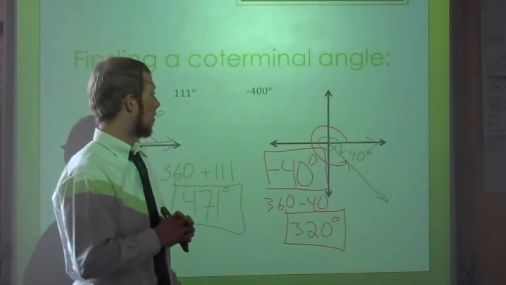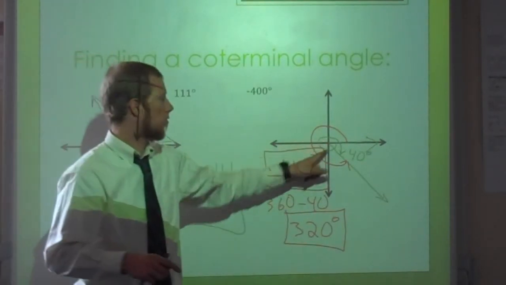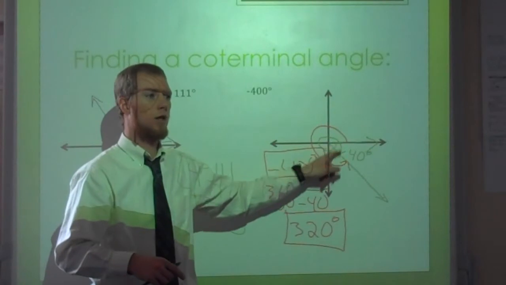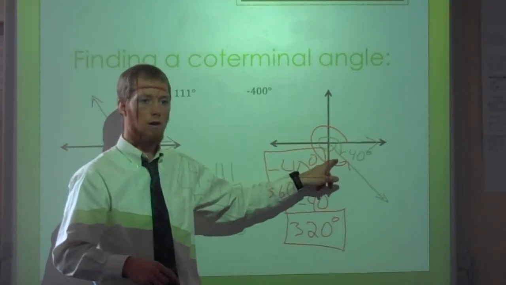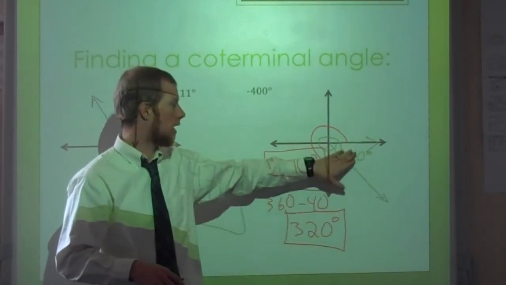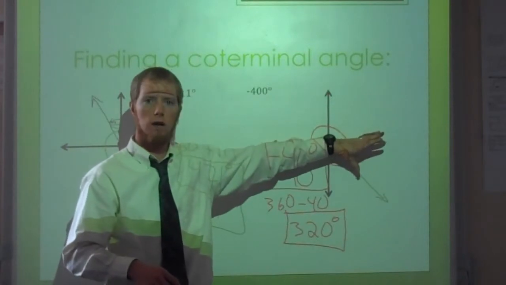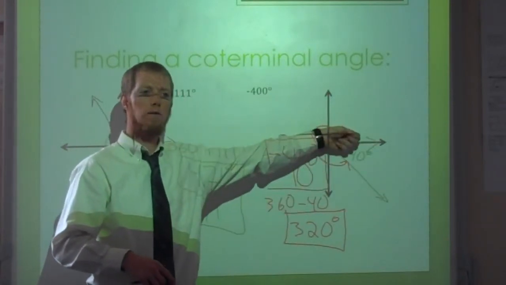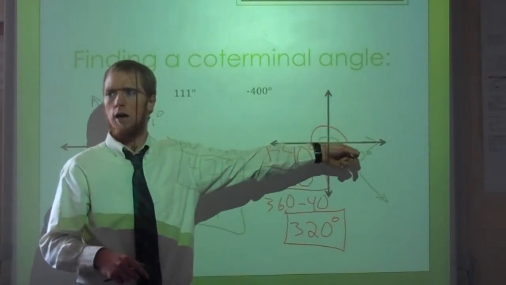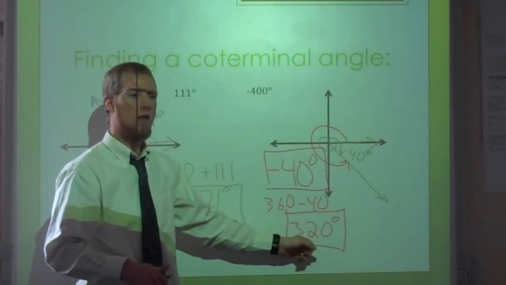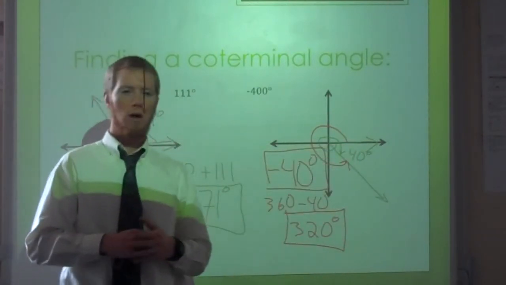Okay? So what you have is 360 degrees plus 40 more, right? And that can help us get to our initial side. Then we realized we could have gone just negative 40 and it would have gotten us to the same place, or we could have gone positive 320.